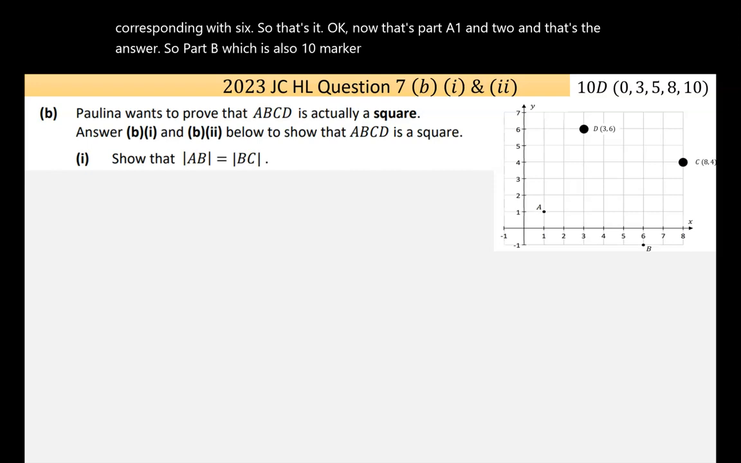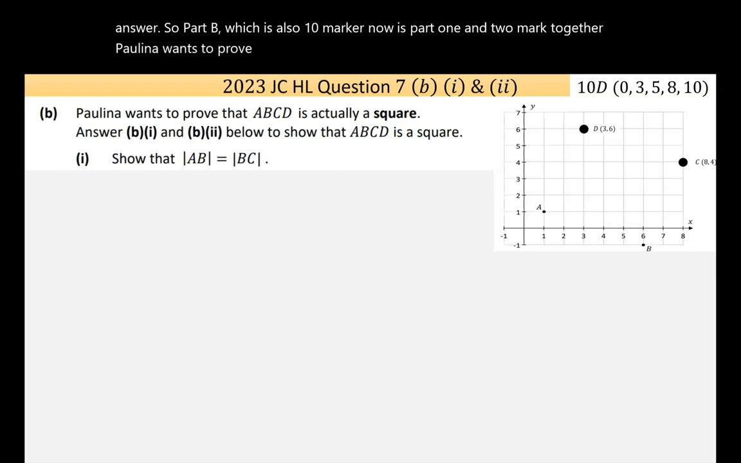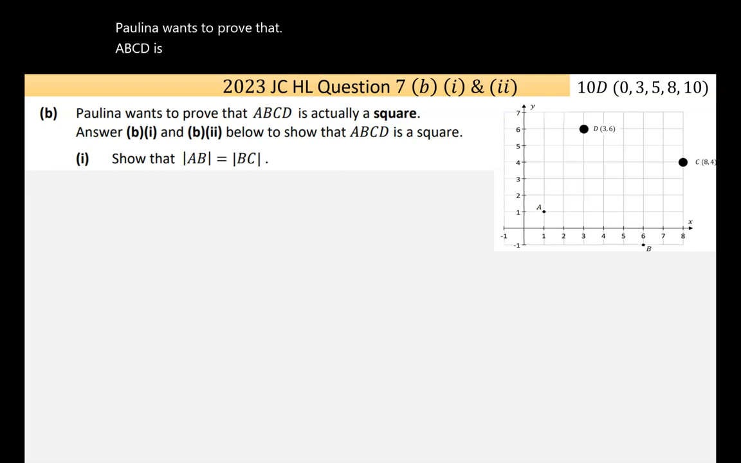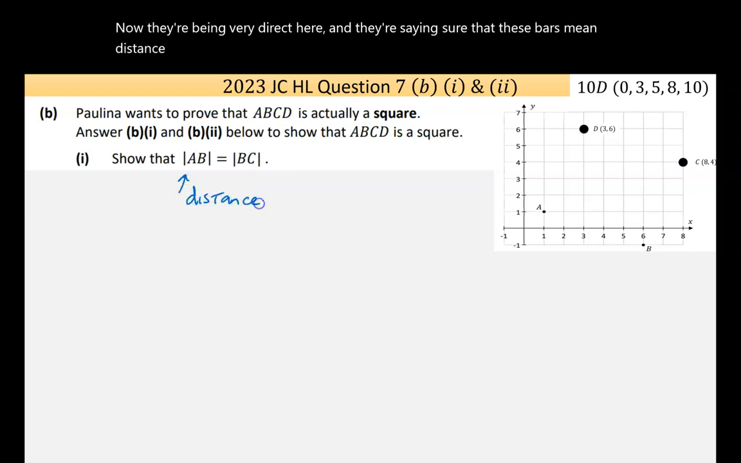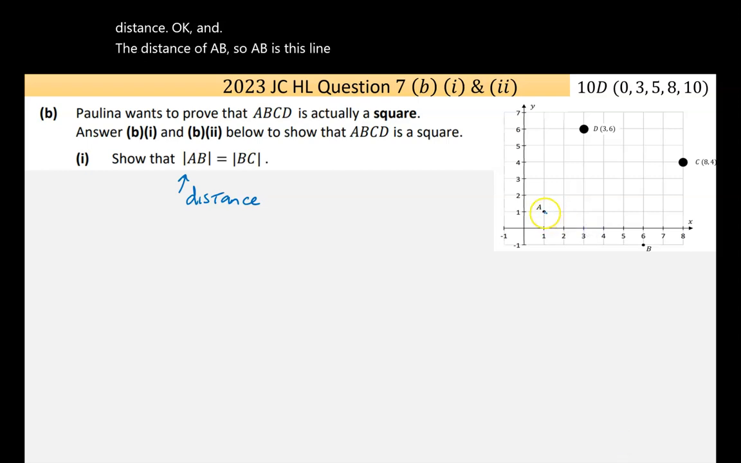So part B, which is also a 10 marker. Now it's part 1 and 2 marked together. Paulina wants to prove that ABCD is actually a square. Answer B1 and B2 below to show that ABCD is a square. Now they're being very direct here and they're saying show that these bars mean distance. Okay. And the distance of AB, so AB is this line here. Okay. Is that distance the same as this distance?